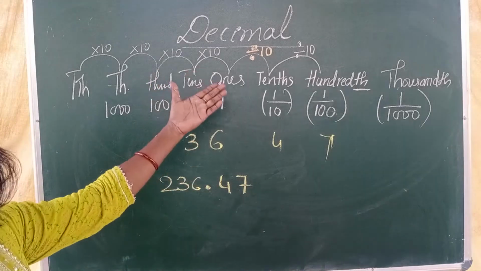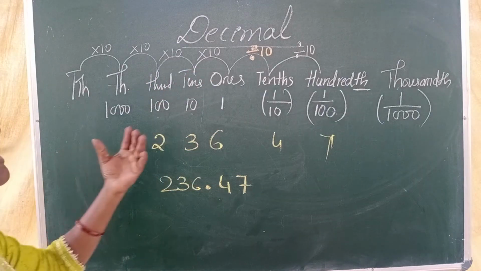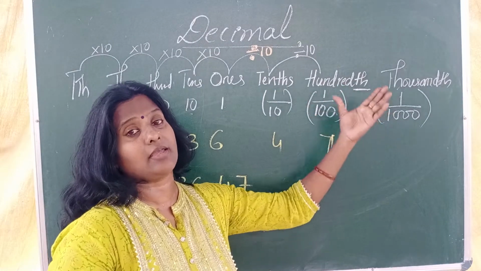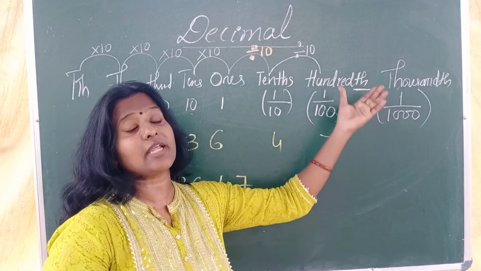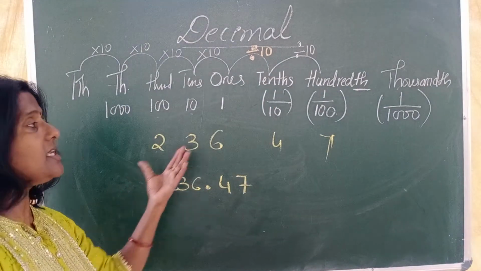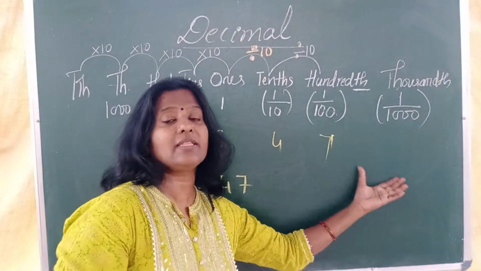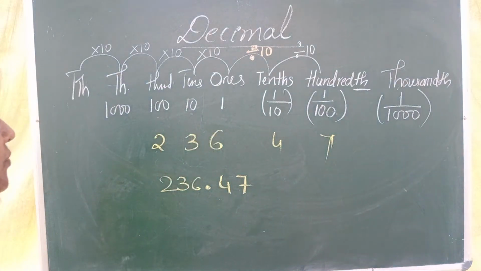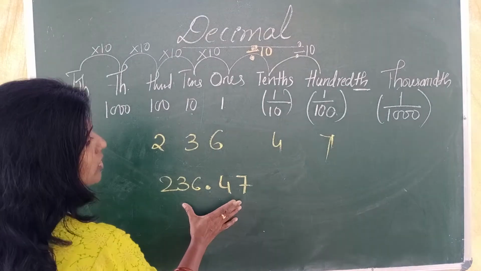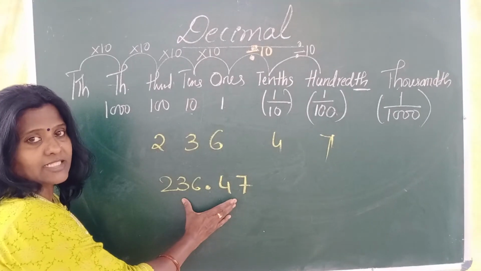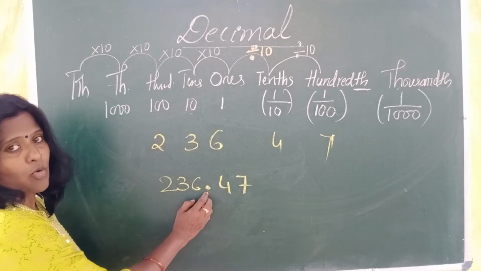Have you understood about the decimal? Decimal means the value goes on decreasing 10 times, 10 times, 10 times. Here it is increasing 10 times, 10 times. Decreasing means we are dividing the ones place by 10, 100, 1000 like this. So this is the decimal number, and symbolically we represent the decimal number using this point.